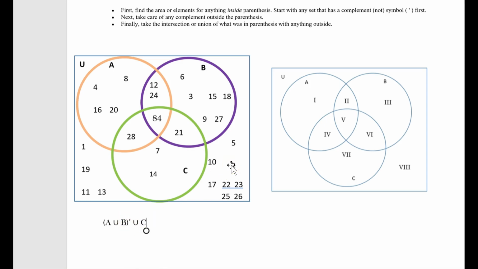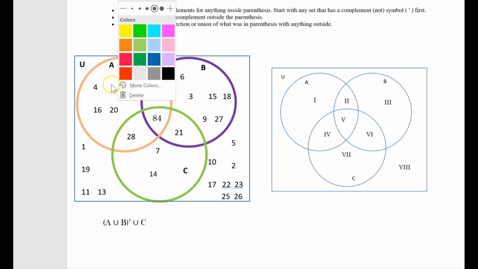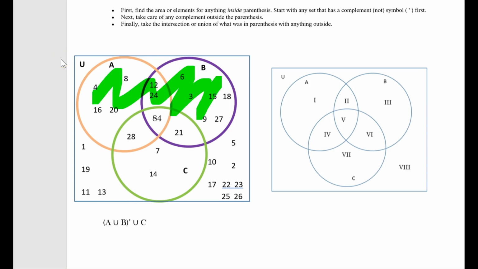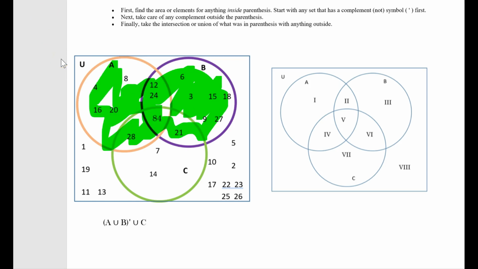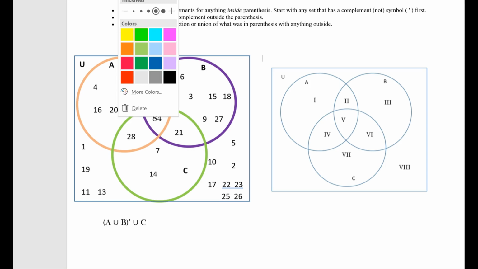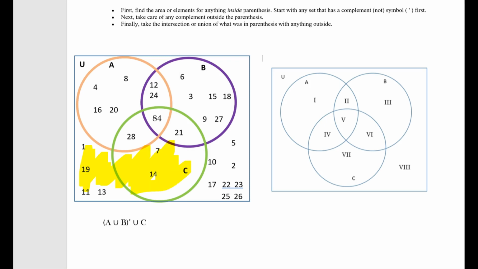So first, let's think about A union B. A union B would be all of the A with all of B, right? And so you could color that in. You could say, all right, I'm going to color in A union B. It's all of this stuff. And then A union B complement is the stuff outside of what I just colored. But just to keep things a little less complicated looking, I'm just going to color what's outside of A union B, right? My coloring is not that great, but that's a little more clear, I think.